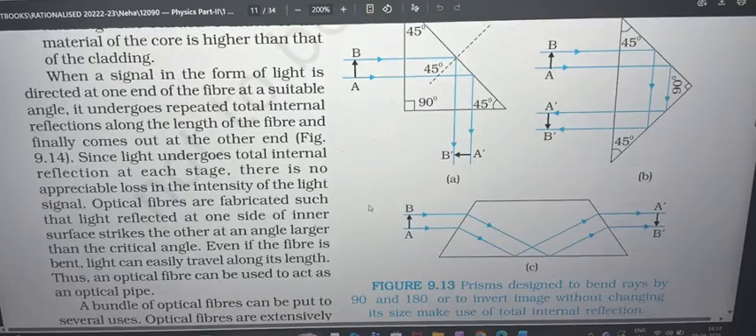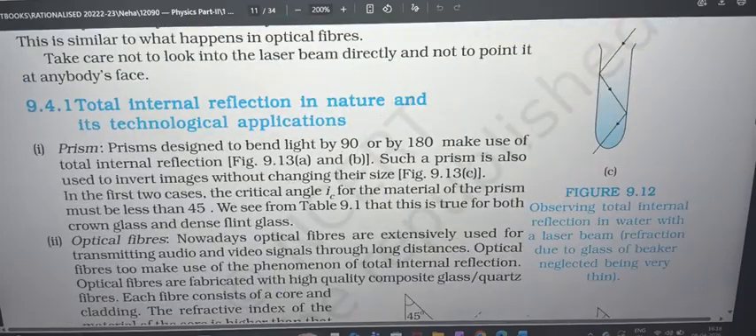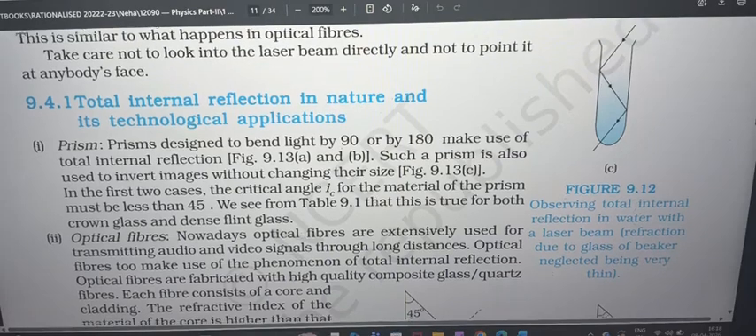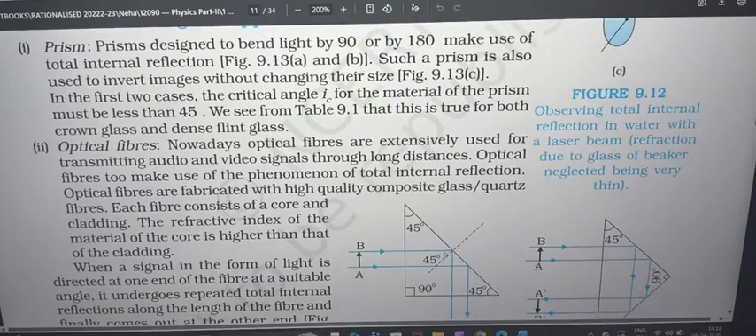Here also the image is inverted, here also the image is inverted, but it will be of the same size as the object. Now generally for these kinds of prisms, the critical angle is less than 45, approximately 42 degrees. We know the condition for total internal reflection, that our angle of incidence should be more than the critical angle, then only total internal reflection will happen. So that's why I'm presenting it at 45 degrees.